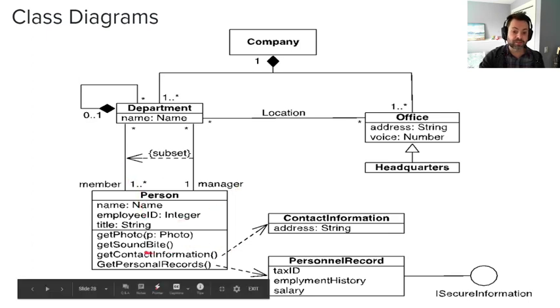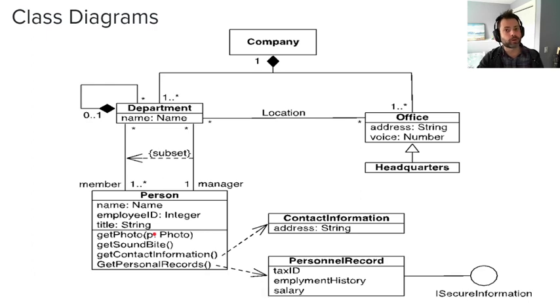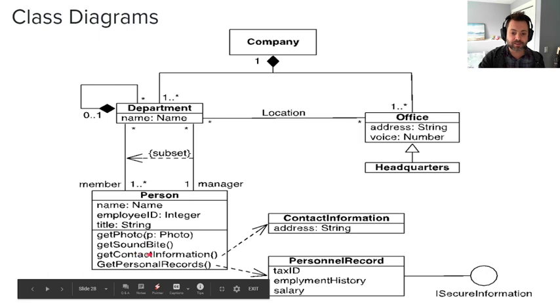Here we have a dependency on a person. Let's say we want to get their contact information, right? We're doing an address lookup. Well, we call the person's get contact information function. Well, that has a dependency on a contact information class. We want to get their personnel records. That has a dependency on the personnel record, which if we're internal, maybe we can directly access it, or we have to talk to the interface. This depends on, I guess, where you are in the system.